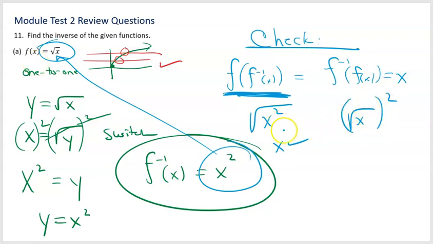Notice the difference. Here's the square root of x squared with the x squared on the inside. On the inside of this one is the square root of x. But they both cancel to give you x. So yes, these are inverses of each other. So the answer is f inverse of x equals x squared, but we also did the check.